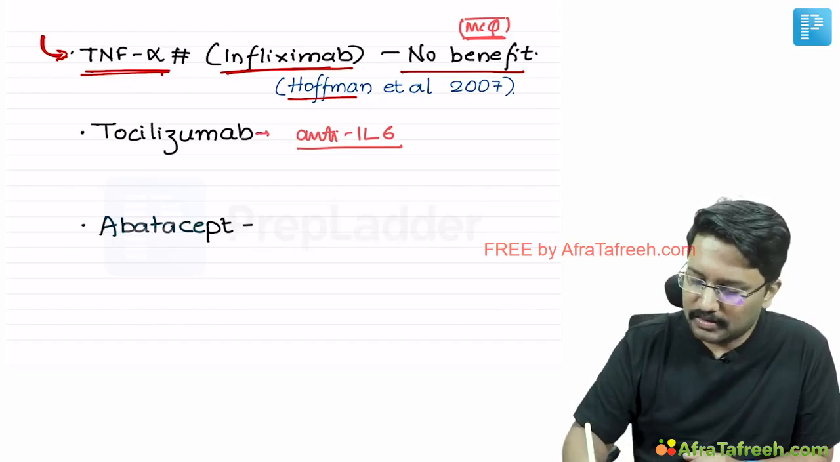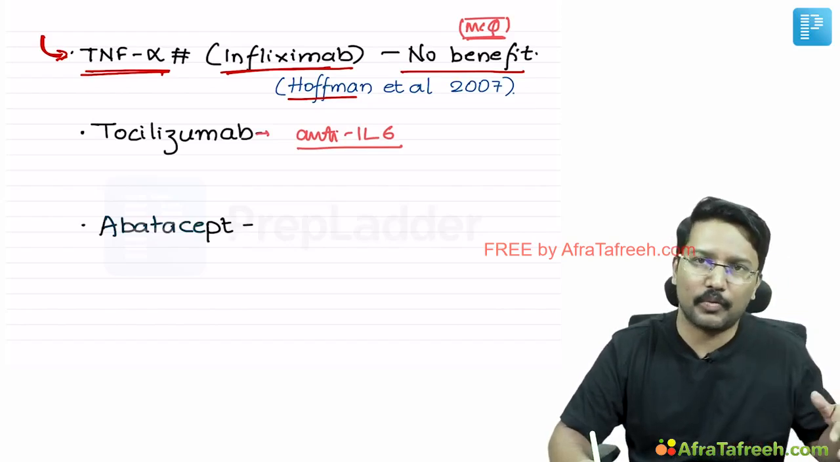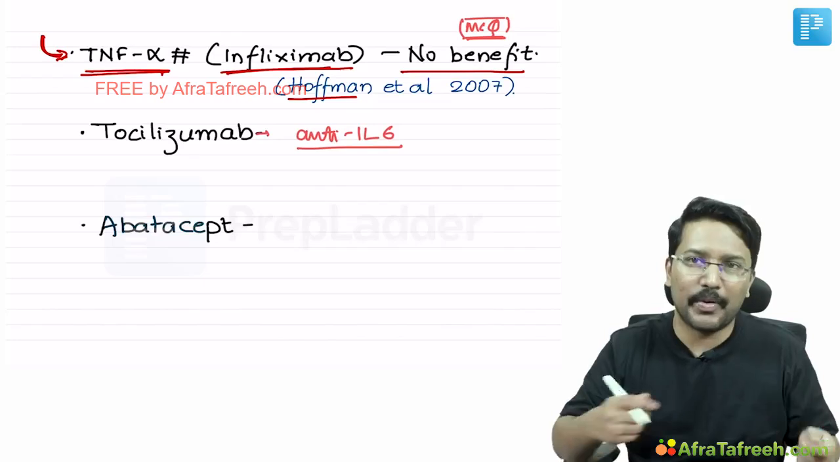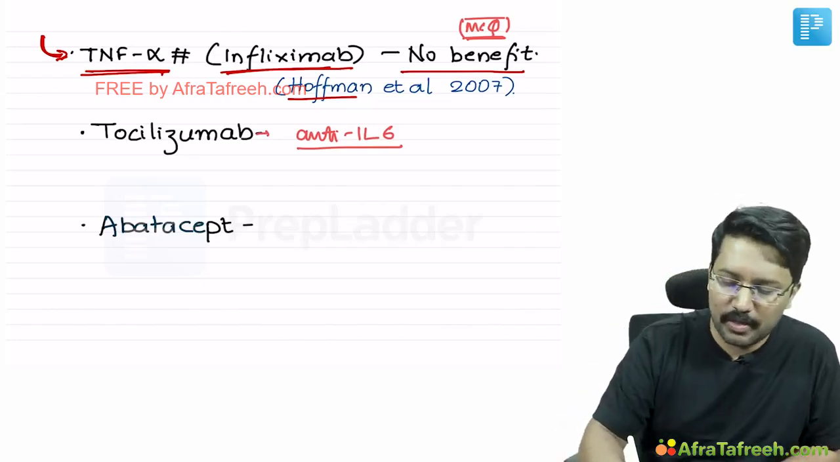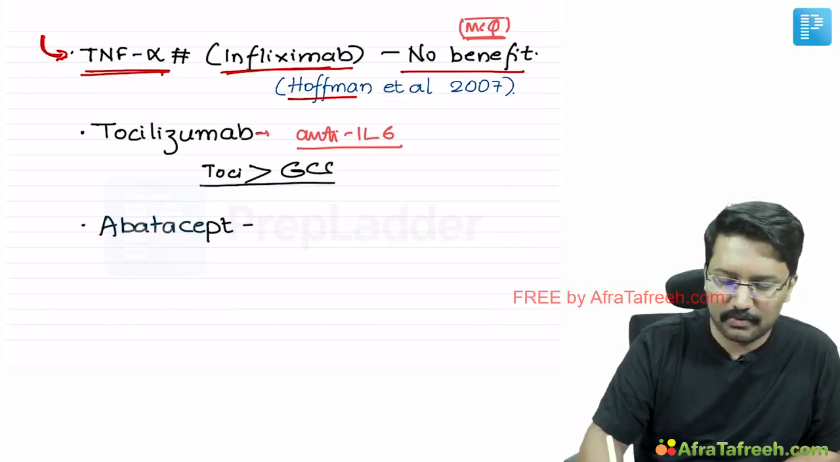So there are studies which show that tocilizumab, when given in the backdrop of patients already receiving steroids, shows excellent response. And when comparison studies were done, tocilizumab is more effective. Toci is more effective than glucocorticoids. Right? So it is more effective than steroids.